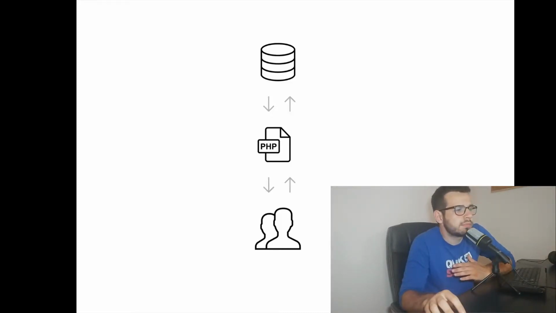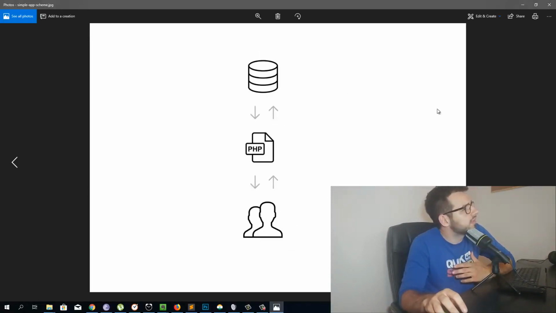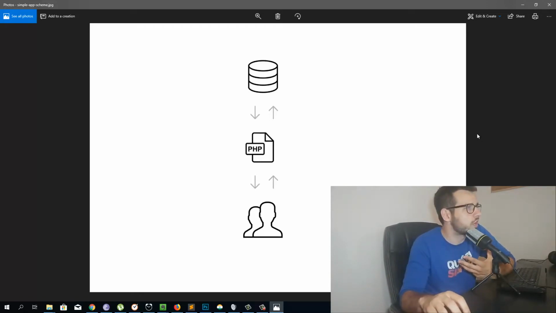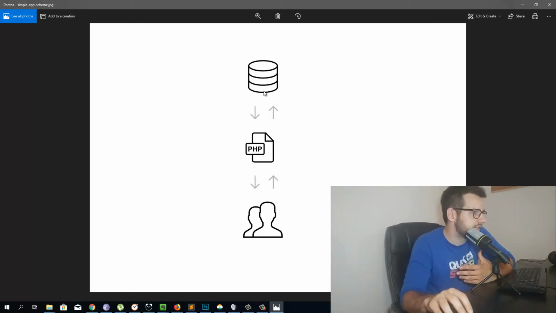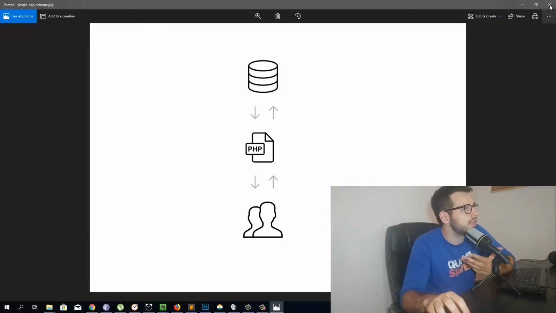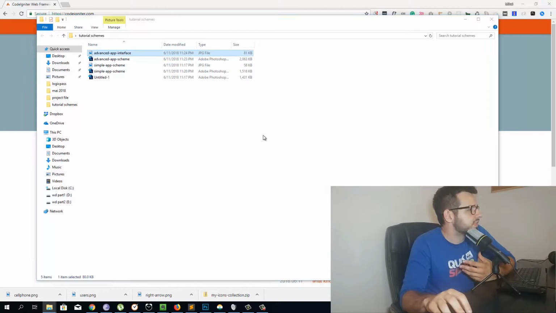So here is a simpler scheme that explains what I had in mind when I chose this, the more complicated route, for showing you how to create an app. Here we have a simple PHP code that connects to the database and also to the user. So a user requests to see a page, the page grabs the data from the database and renders an interface. Simple as that. Now the route that I chose is more complicated.